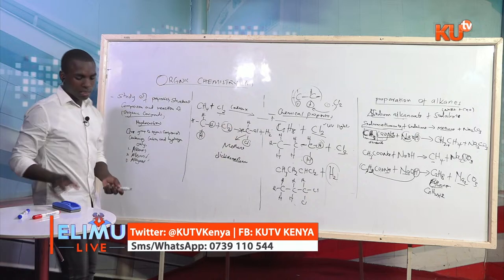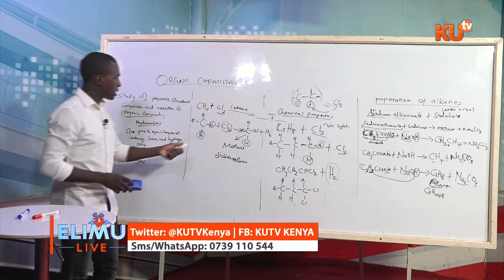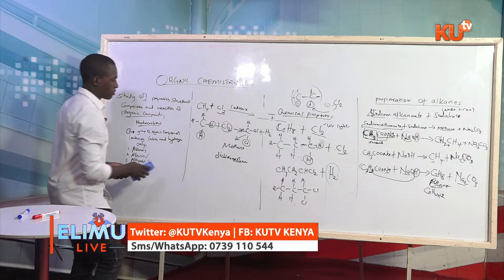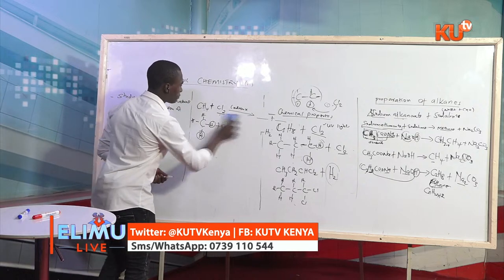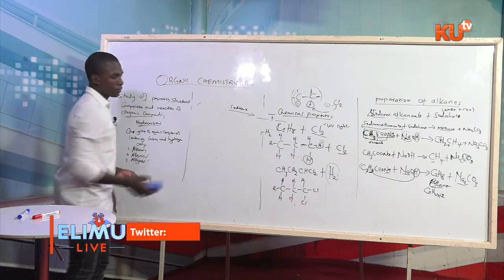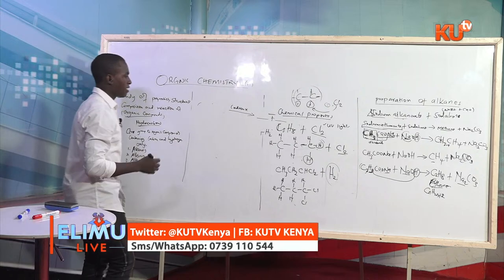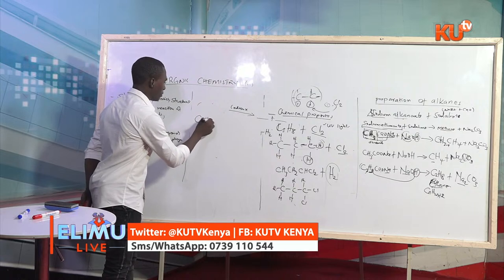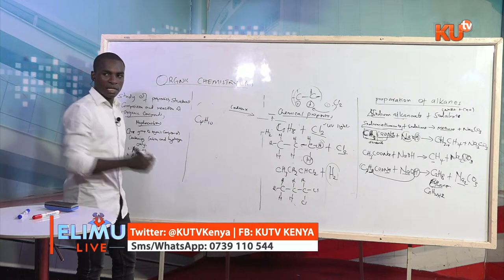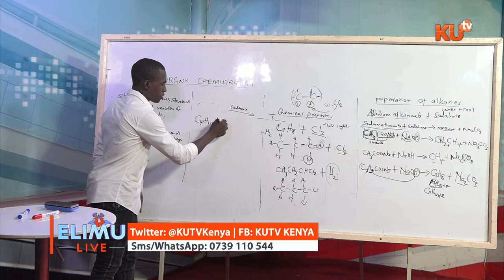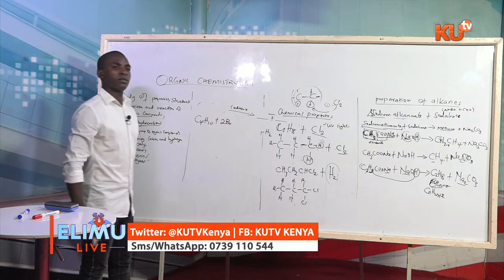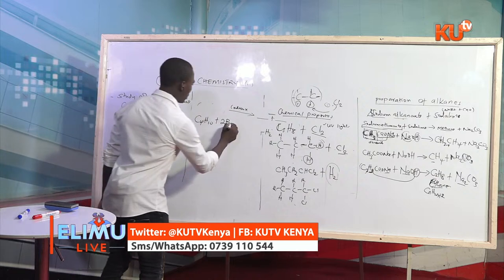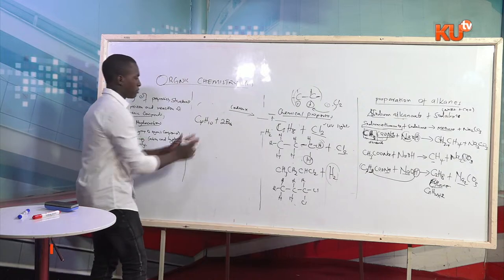Good. Also, let's see an equation, what happens when an alkane reacts with bromine. So for this case, we shall have an alkane. For instance, let's say we have butane, and it's reacting with 2 moles of bromine. That's 2 moles of bromine. And bromine is diatomic, so of course it's Br2.